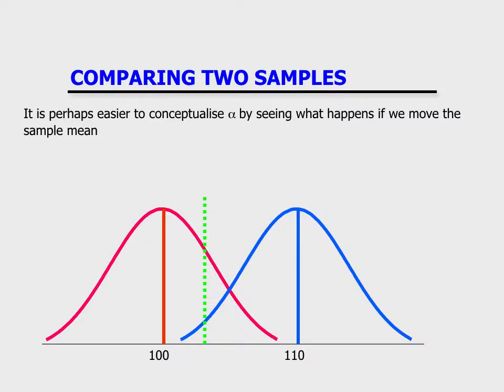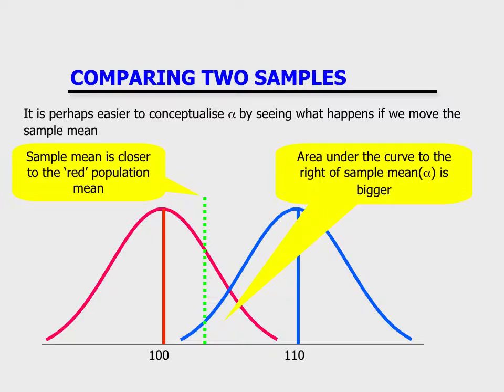Now, we can also conceptualize the alpha by seeing what happens if we move the sample mean, just like we did in the other example. But in this case, now you have two populations that you're working with, one with an average of 100, one with an average of 110. In this case, the sample mean, or the green dotted line, is closer to the red population, and basically eyeballing it, you would probably say it's so close to the red population mean that there really isn't much of a difference there.